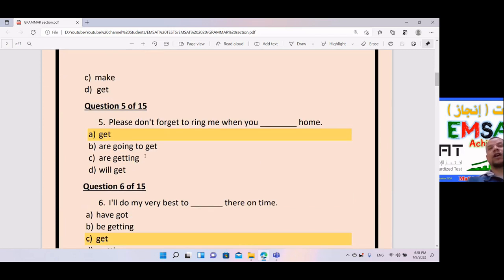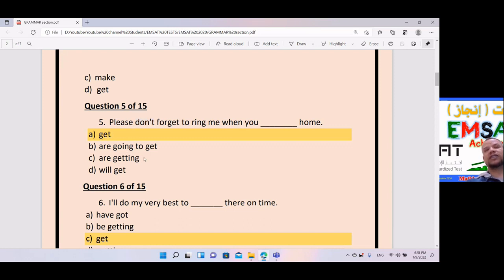Number 5: please don't forget to ring me when you blank home. Look at when here. It's a linking word, one of the connectors between sentences. The first one is present simple. Don't forget to ring me when you get home, because I'm talking about that one now as a present simple, and we can use present simple to talk about the close, near future, like when you get home, it's only about 30 minutes or 1 hour. So get home, the answer and the best one.